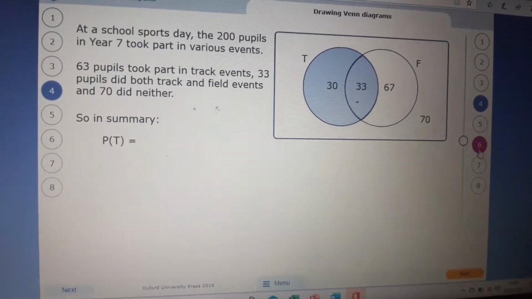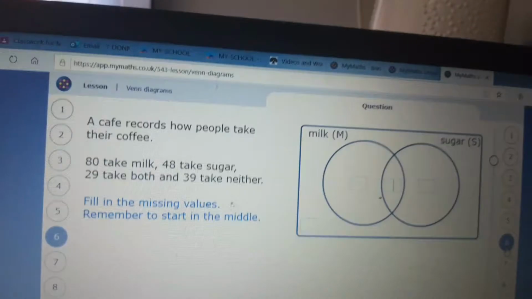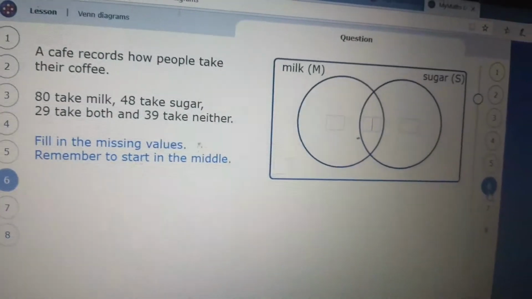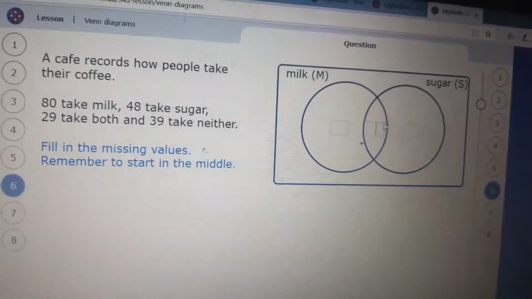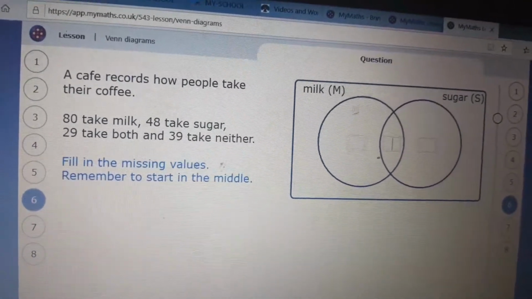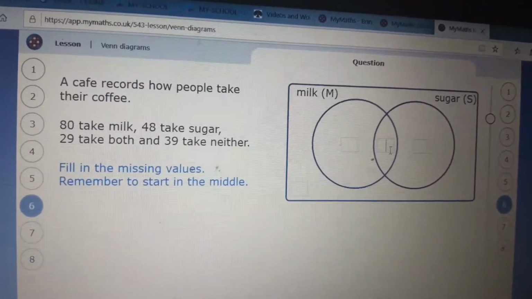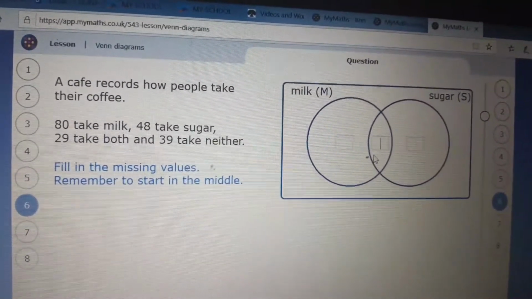Okay, next one we're going to have a little look at is this question. A cafe records how many people take their coffee, and here's your Venn diagram. This section is about people that take milk. This section is about people that take sugar. And obviously there's an overlap because some people will take milk and sugar.